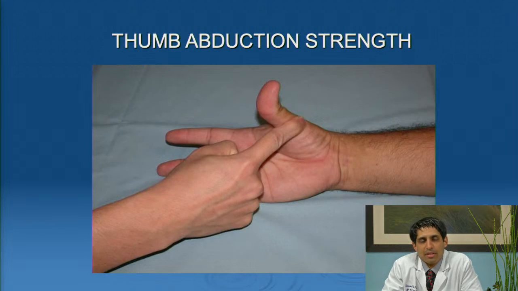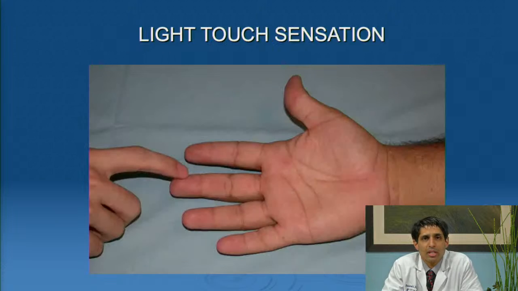And then we check your strength. Like I said, the median nerve provides the motor function to the thenar muscles in your thumb. And so we want to check the strength and see if you lost any of that from the nerve compression. Also, obviously, light touch. We just touch the finger there. There are different ways of doing that. We have different tools that can test light touch a little better.